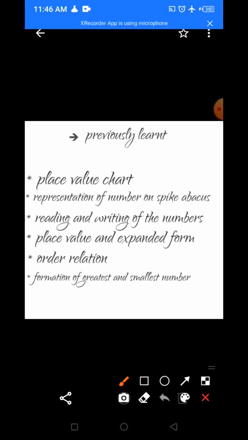And after solving exercise 1.2, we solved order relation. That is, which number is greater. There we learnt the number with more digits is greater than the number with fewer digits. Yes, children. So a 3 digit number will be smaller than a 4 digit number, and a 4 digit number will be smaller than a 5 digit number. Okay, children. Similarly, this is how you have learned order relation.